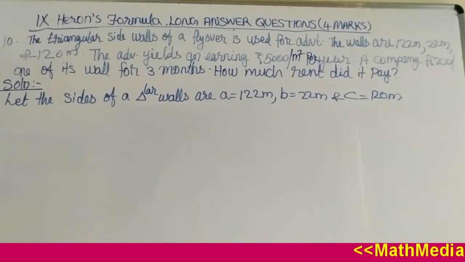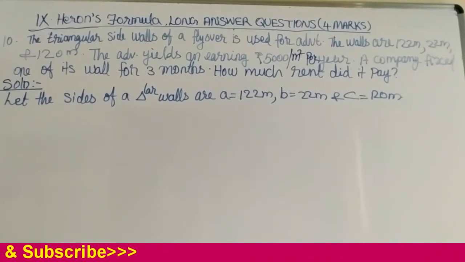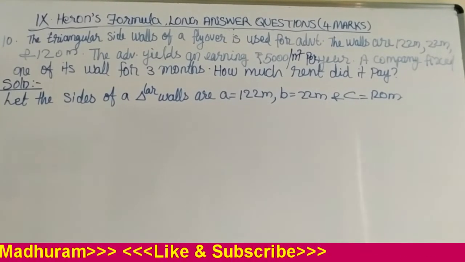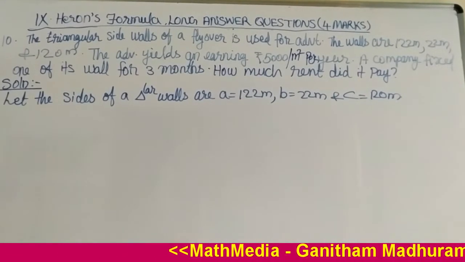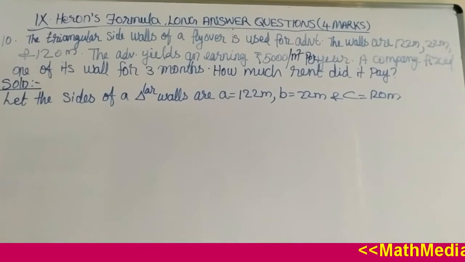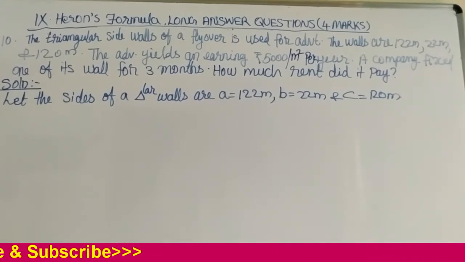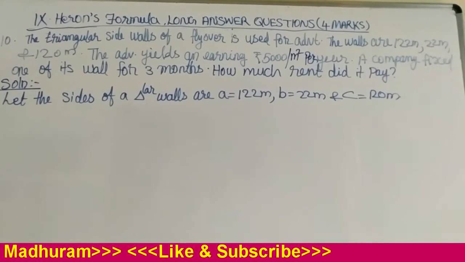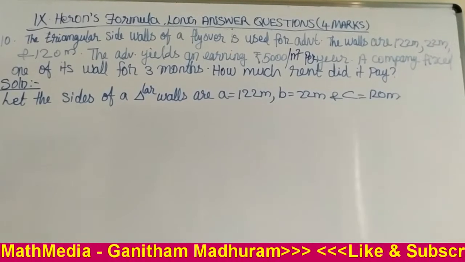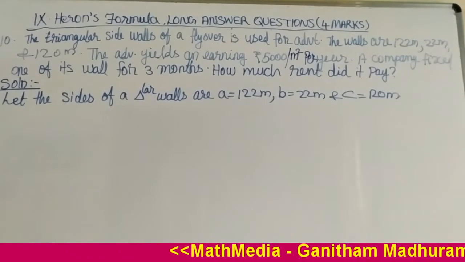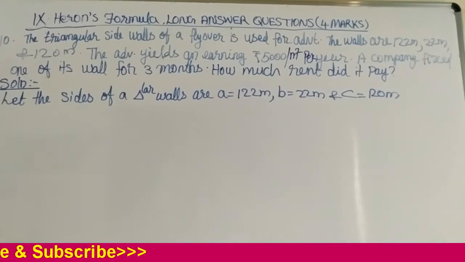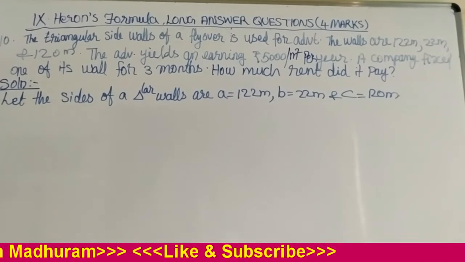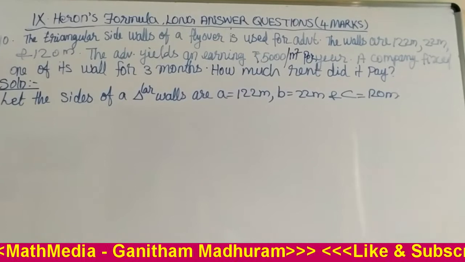This is the question. The wall is in the shape of a triangle with its sides a equal to 122 meter, b equal to 22 meter and c equal to 120 meter. And the earning is rupees 5,000 per meter square. That means here we have to find the area of the triangle.